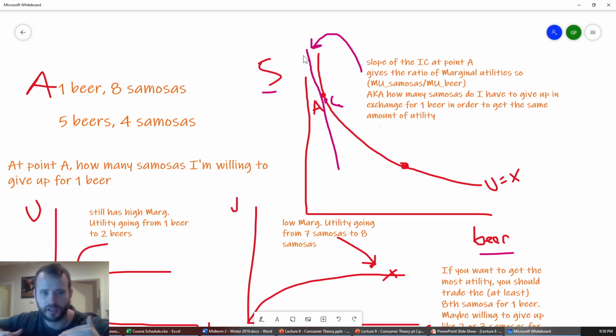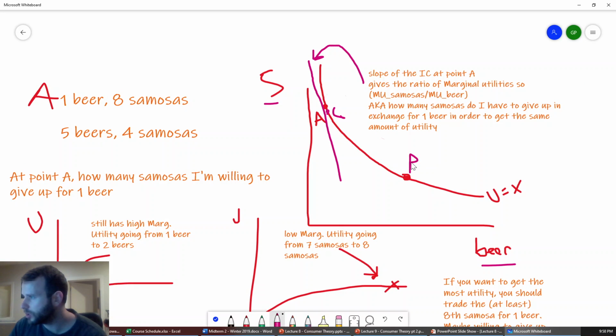So if you're at an extreme point on the indifference curve, like over here, you have to give up a lot of samosas to get the same marginal utility as you would for one beer. So you're willing to sacrifice a lot of samosas for one beer, and you have this extreme slope over here. Whereas if you're on point B, you're willing to give up less samosas. Sorry, I screwed that up a little bit. It should touch only one point, so the slope should be like this. Sorry, I'm a terrible drawer.